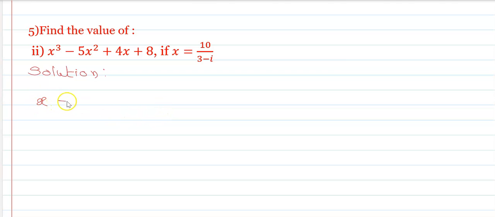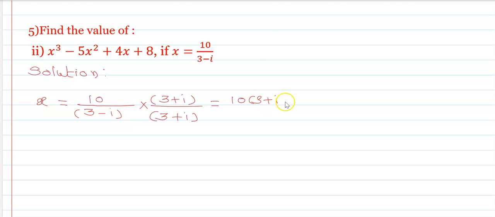Now see this here, x is equals to 10 upon 3 minus I. Now multiply here numerator and denominator by the conjugate of 3 minus I, which is 3 plus I, upon denominator 3 plus I, and that is equals to 10 into in bracket 3 plus I. In the denominator, a minus b, a plus b, you will get 3 square minus I square, upon, this is the 9, I square is minus 1.